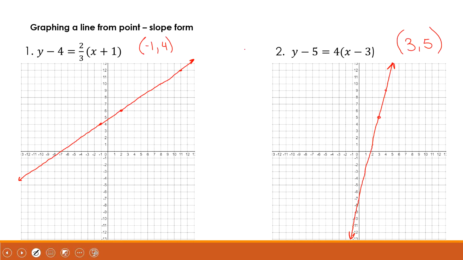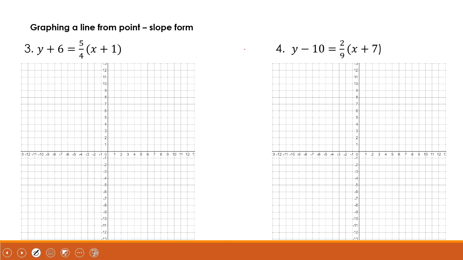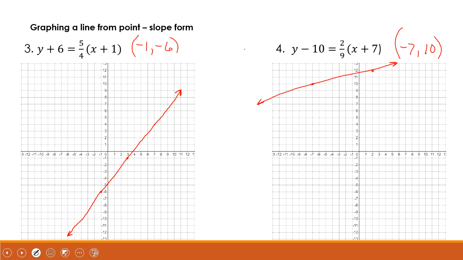The point you should have graphed for number 1 should have been -1, 4. For number 2, it should have been 3, 5. Hopefully everybody got those. Here's 2 more to try. Again, graph them and then come back and see how you did on the next slide. Again, here are the points. Our first point should have been -1, -6. The second one should have been -7, 10.